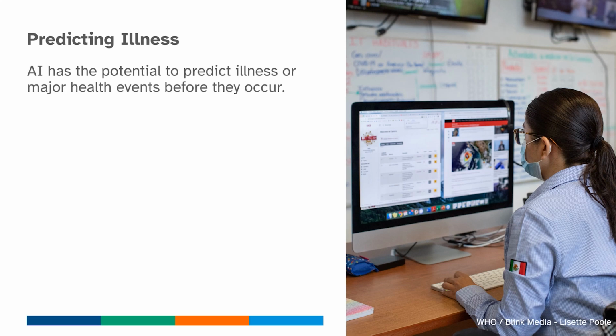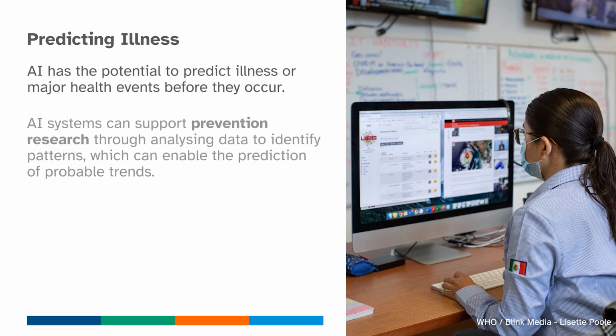AI also has the potential to predict illness or major health events before they occur. AI systems can support prevention research through analyzing large amounts of data to identify patterns which can enable the prediction of probable trends. For example, AI could be adapted to assess the relative risk of disease, which could help prevent lifestyle diseases such as cardiovascular disease and diabetes.